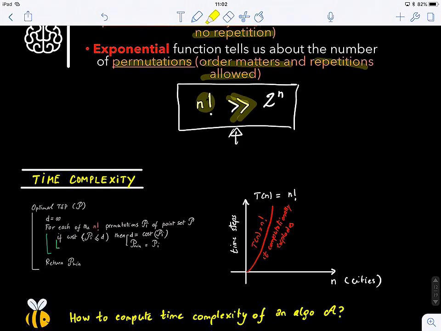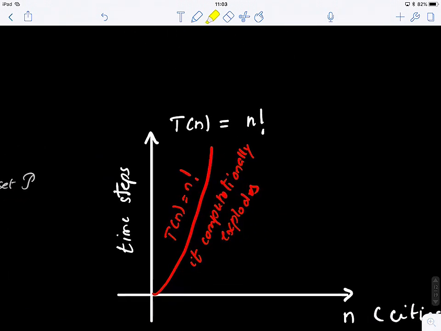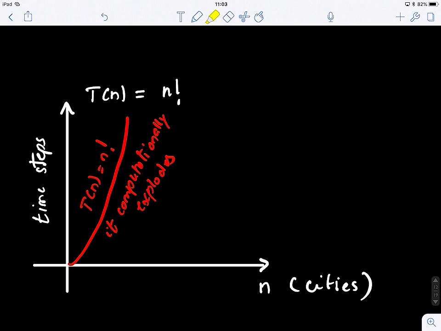What we're going to look at now is the concept of time complexity of an algorithm, to examine if an algorithm is basically efficient or not. So for example, in this case here, the x-axis represents the number of cities, and the y is the number of time steps that the algorithm, T of n, is taking to output the shortest path.